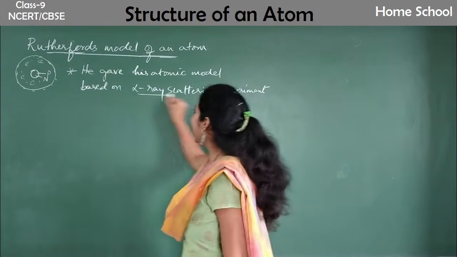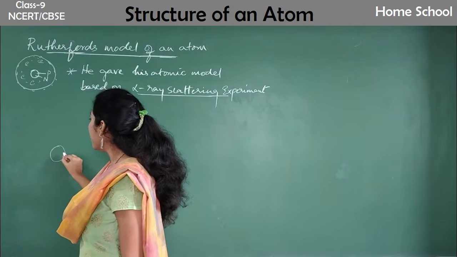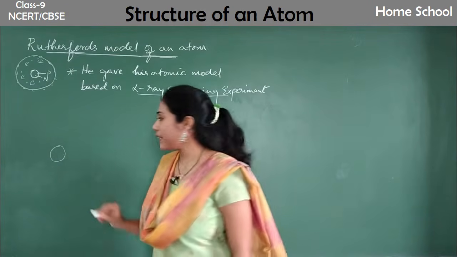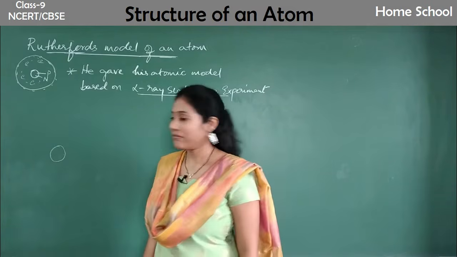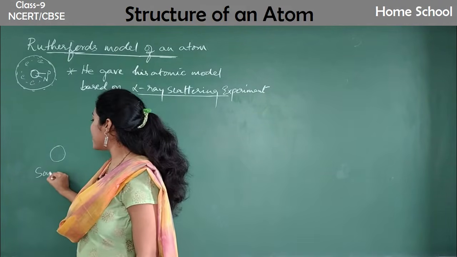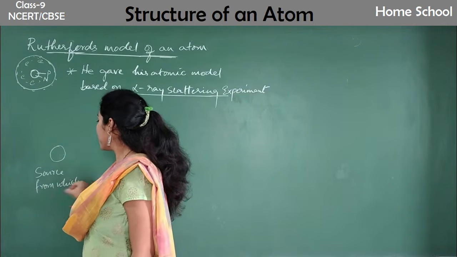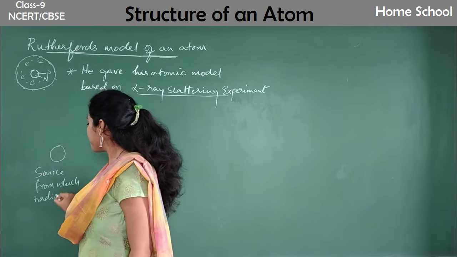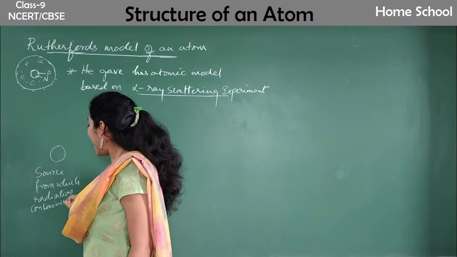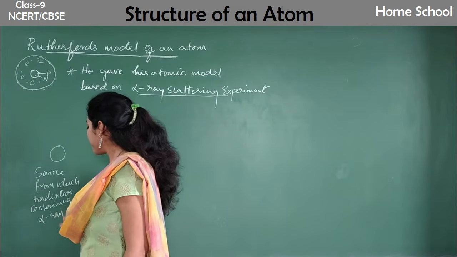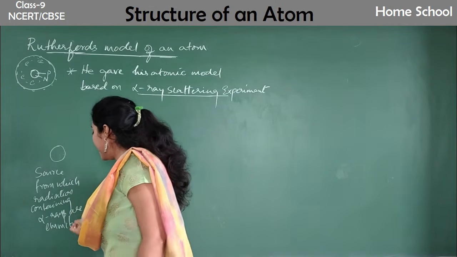What he did in his experiment was, he took a certain chemical which emits radiation. These radiations are nothing but alpha rays. So this is a source from which radiations containing alpha rays are emitting.